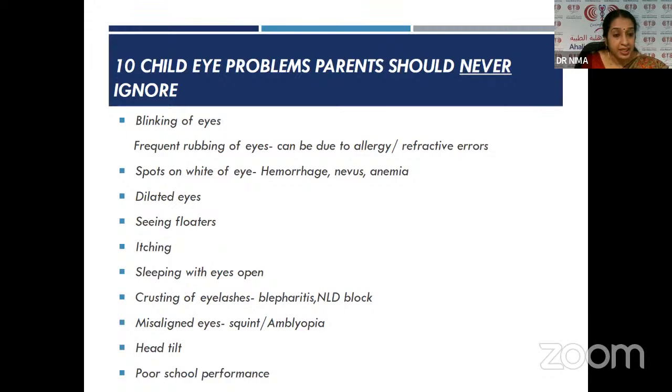Then third is dilated eyes. That means the pupil, the central part in the round area, appears a little bigger. So the importance is, it can be a hidden optic nerve problem if you are noticing this. But in our dark eyes, usually we don't see this. Then there is seeing floaters, where the child may complain of seeing some black spots in front of his eye. These things also have to be shown to the eye doctor.